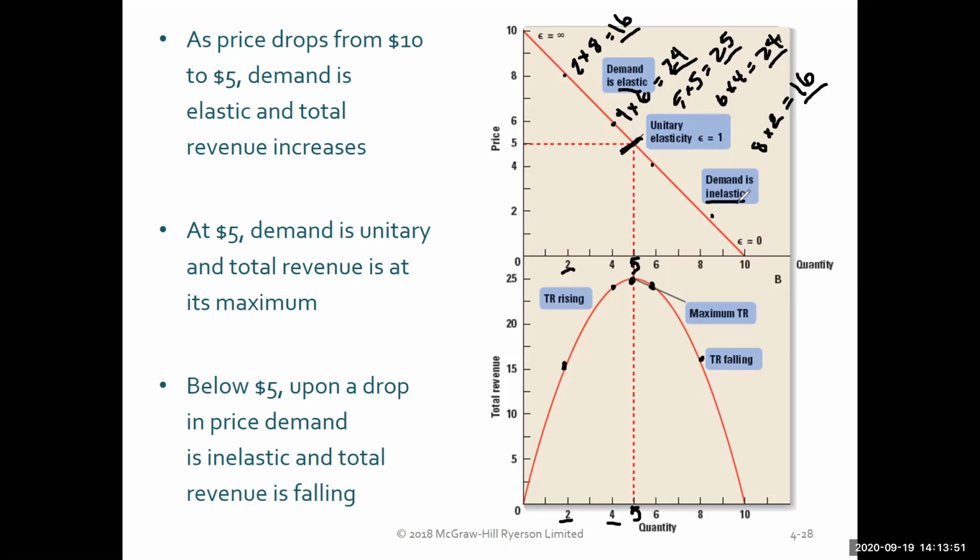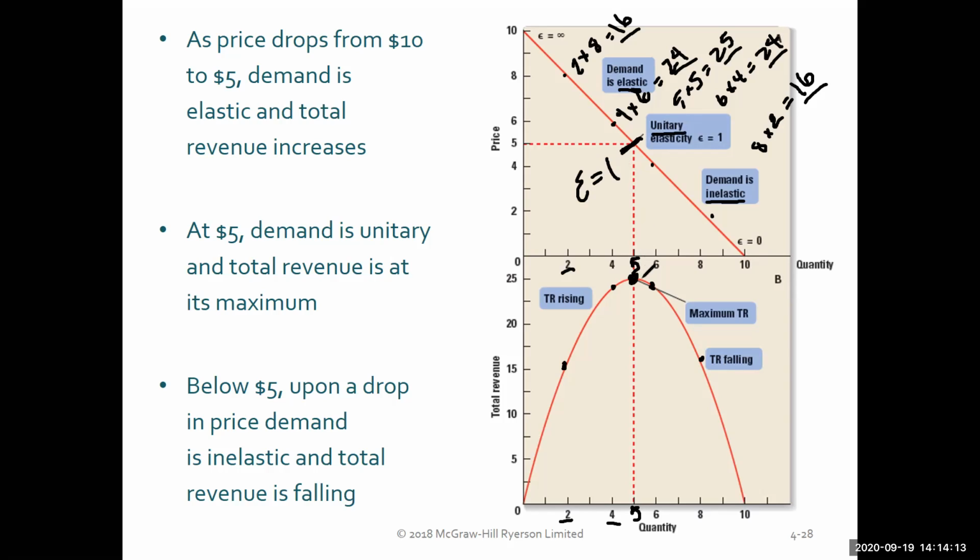That's just like if you raise price, total revenue rises. If you lower price, total revenue falls. So this is the inelastic portion of the demand curve. Well, if demand is elastic up here and it's inelastic down here, here's where it's unitary elastic. That's where elasticity equals 1. And that's at maximum total revenue.